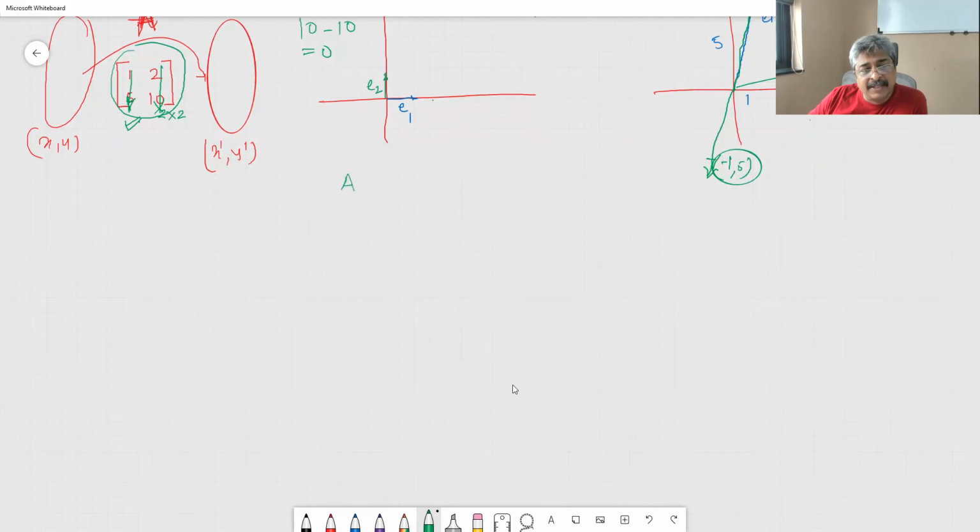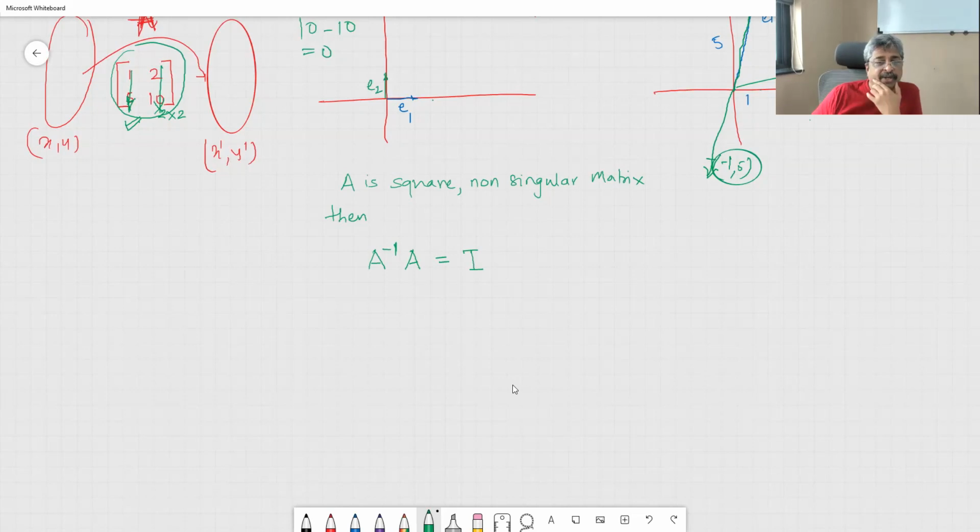If A is a square, non-singular matrix, then you need to have a matrix such that pre-multiplying it with A gives you an identity matrix. That is what we did for the inverse in the case of real numbers.